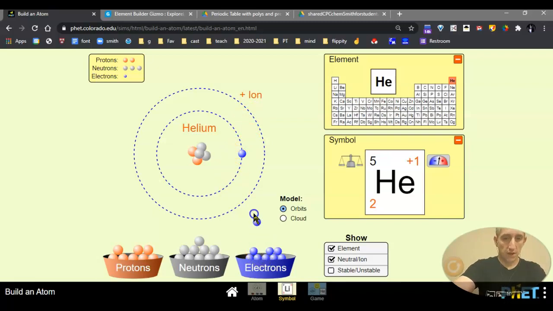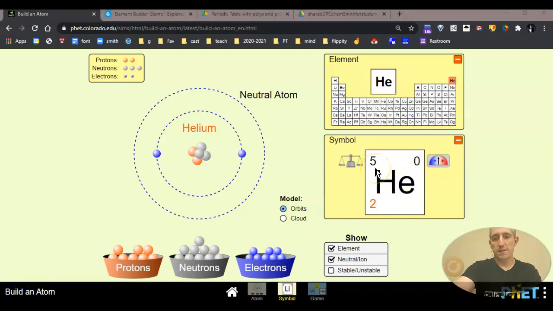Now to make it neutral, add in the second electron, and it is now neutral. Notice the charge goes not bottom left where the atomic number is, not top left where the mass number goes, but now it goes top right. Typically you don't see the 0 here, but to kind of show off ions and charge, we're putting a 0 here.